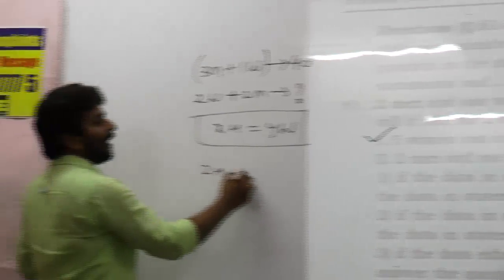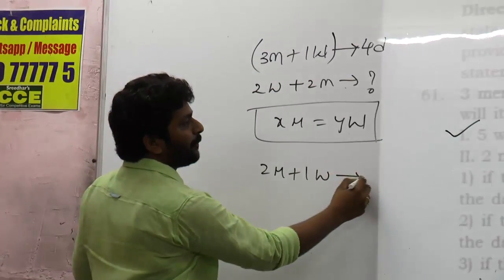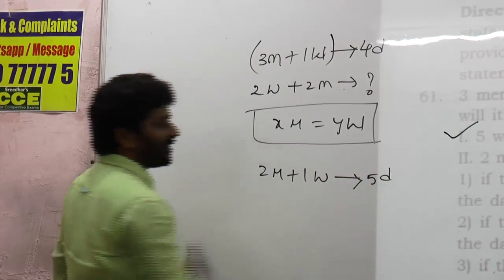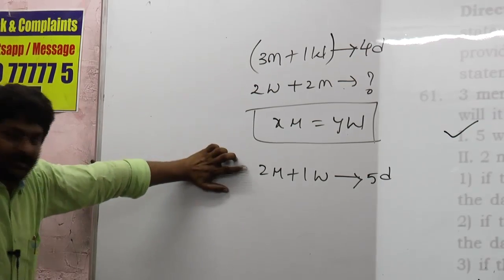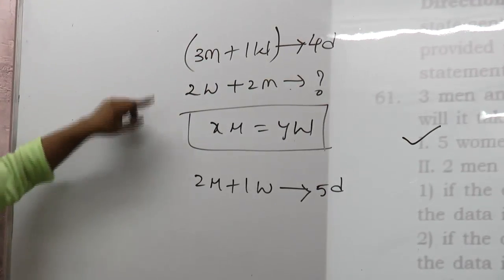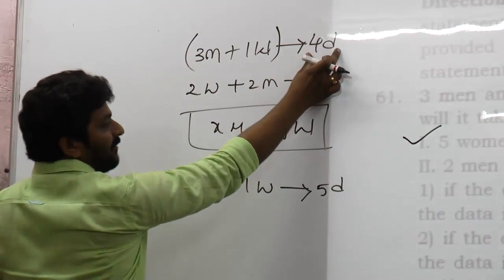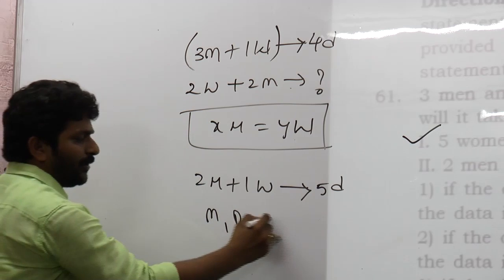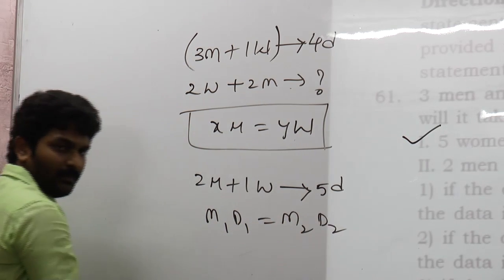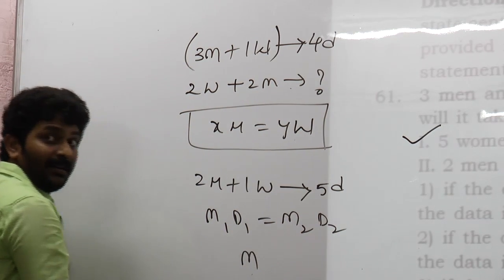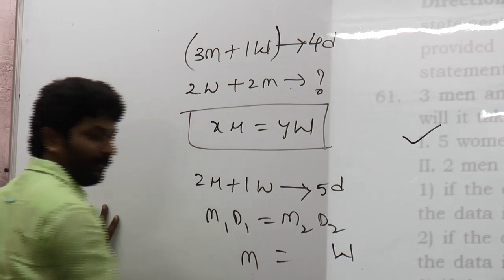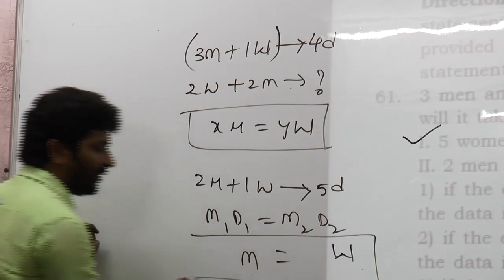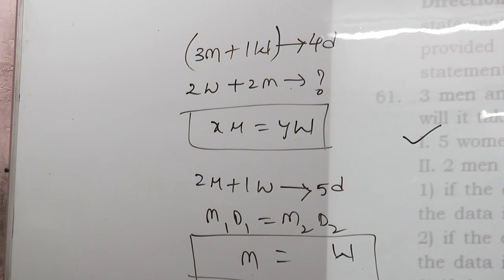2 men and 1 woman can complete the same piece of work in 5 days. Using this, will you get the answer? Yes. Use M1, D1, M2, D2. On the left hand side take men information and on the right hand side take women information. Here also you will get some relation between men and women. Should I solve it? Not required, right?